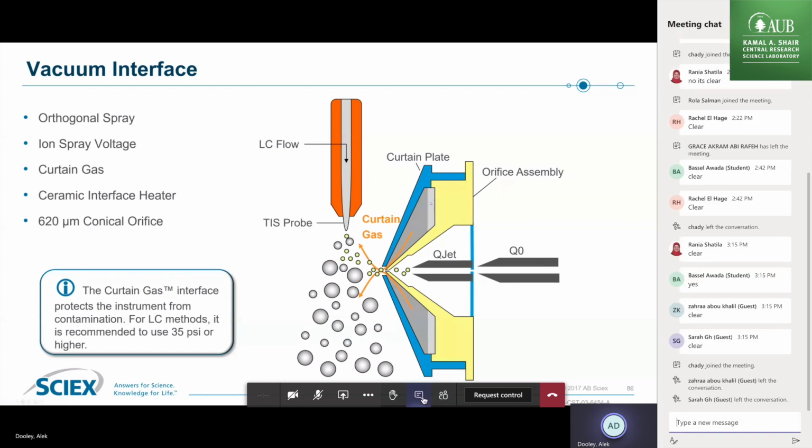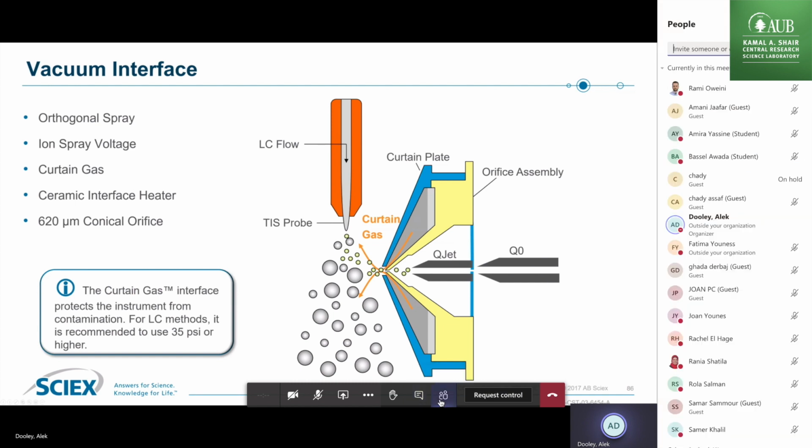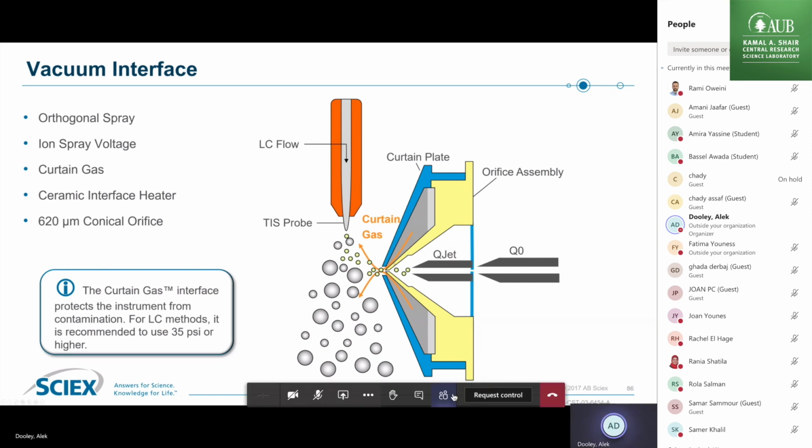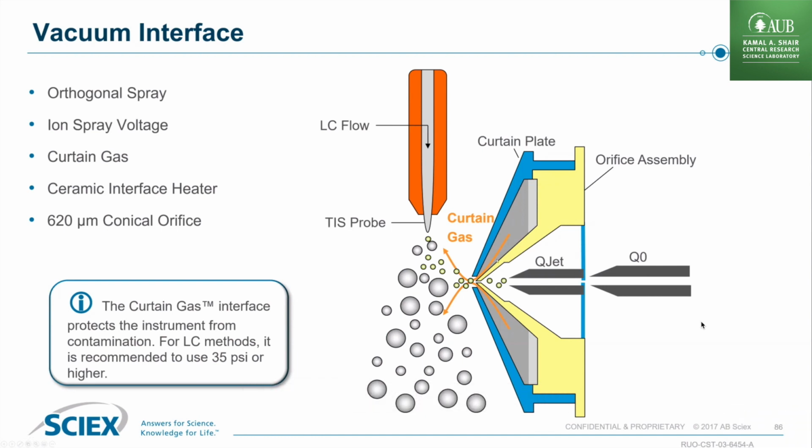So you have these different plates. There are two plates. One is called a curtain plate. And actually, if you look through the source window, you can see that. It just looks like a silver disc. And it has a little hole in the center, and that's called the curtain gas hole. And then behind it, you can't see it when the instrument is in normal operation, you have another plate, and that is called the orifice plate. And you have another hole in that orifice plate, and that's called the orifice. So you just have these two plates with these two sequential holes.